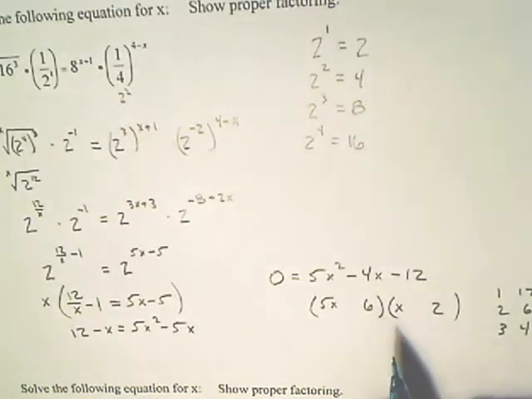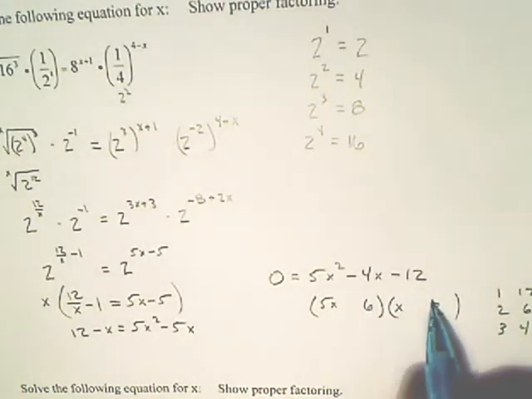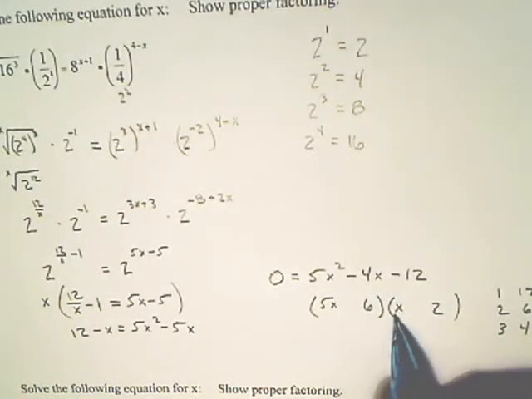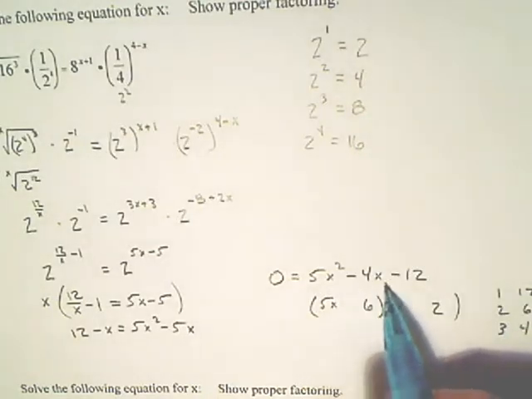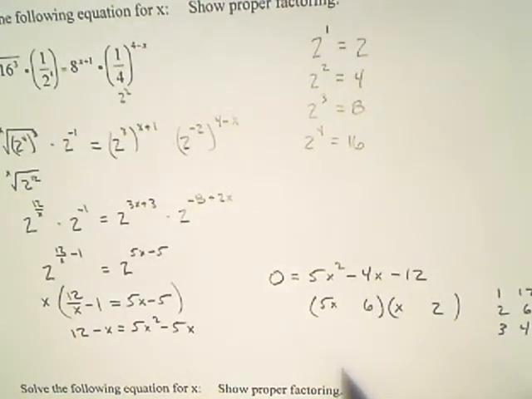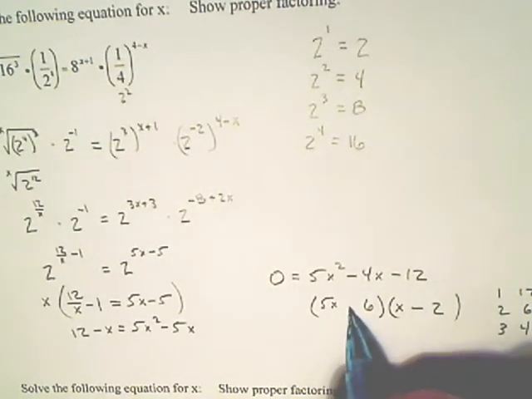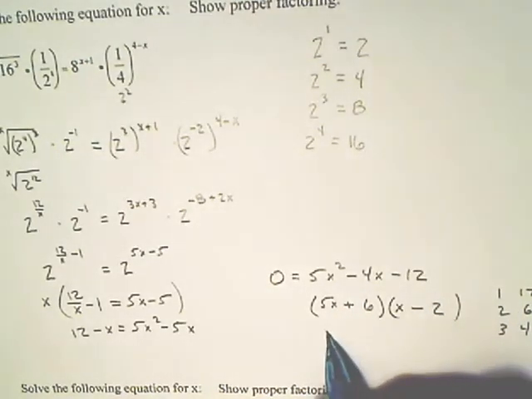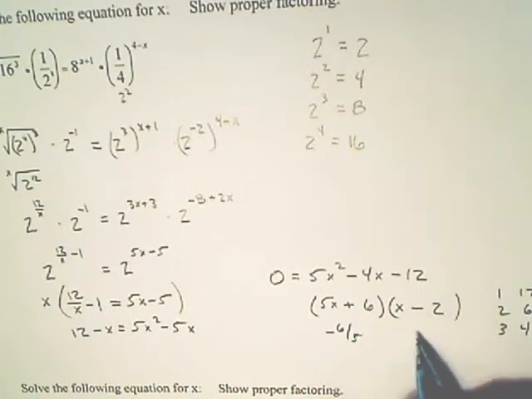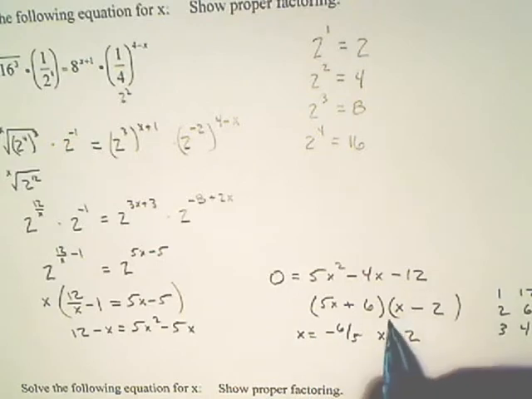Choosing the 6 and 2, hopefully you see a 10x on the outsides and a 6x from the insides. And with that 10x and that 6x, we need to make a negative 4 when we add them together, so the 10 needs to be negative. 6 is positive, and you get negative 6/5 and 2 as your answers.